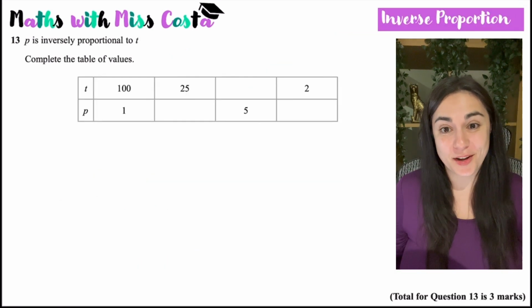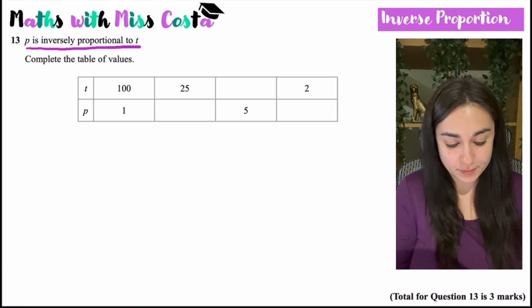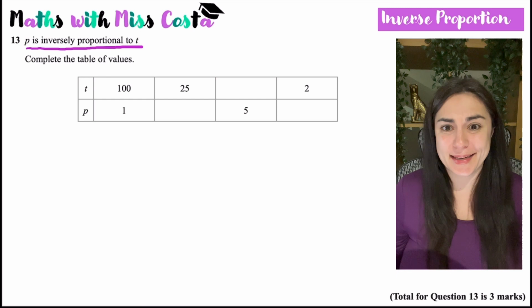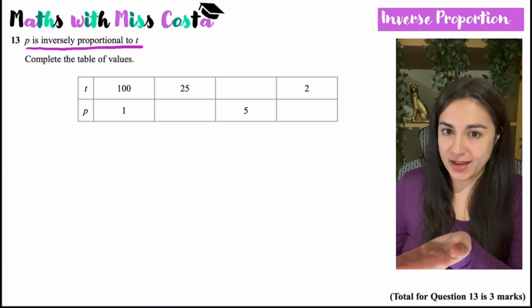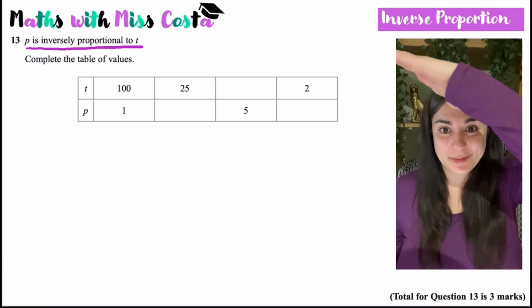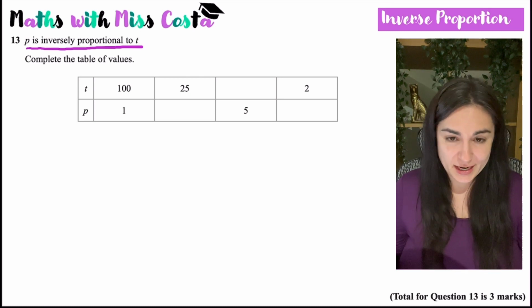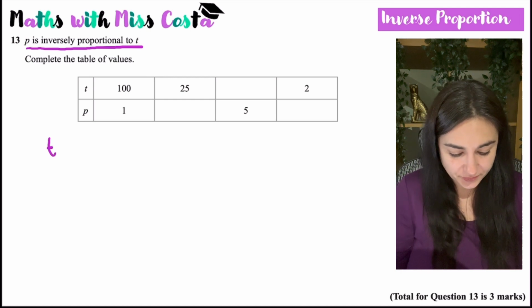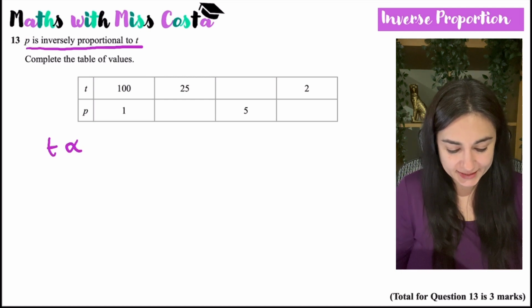Okay, in this question, I'm being told that P is inversely proportional to T. Now, when something's inversely proportional, it just means that as one value goes up, the other value goes down. So unlike direct proportion, where you'd expect a nice steady straight line, inverse proportion is like a little curve. So I can write this as a little statement. So P is inversely proportional to T.